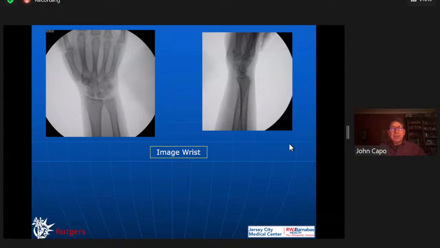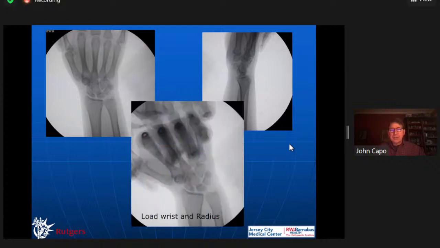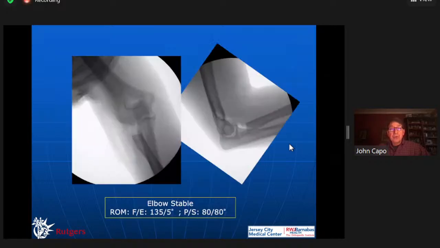And look at the wrist, the DRUJ, to make sure there's no Essex-Lopresti. It looks normal. I got an X-ray of the other side. And then load the wrist, so you're pushing on the hand, the wrist, and the radius. Make sure it doesn't come back. And Dave Ruch talks about grabbing the radial shaft at the elbow and pulling down on it, and making sure that doesn't make the DRUJ incongruous.